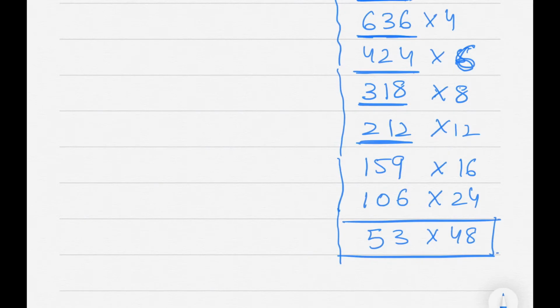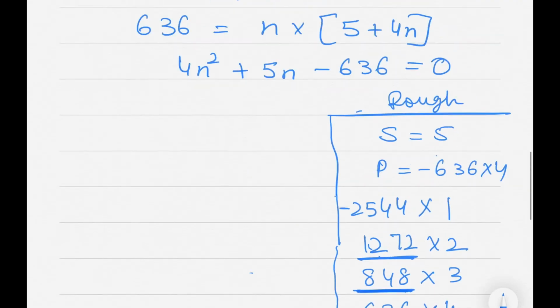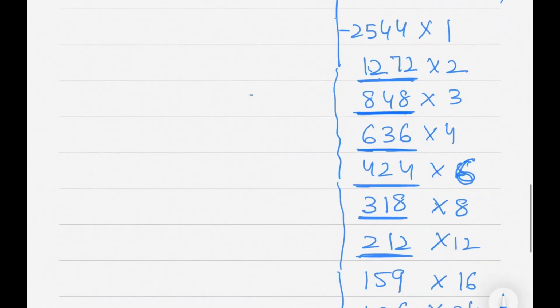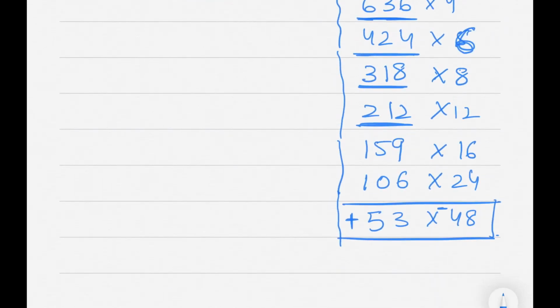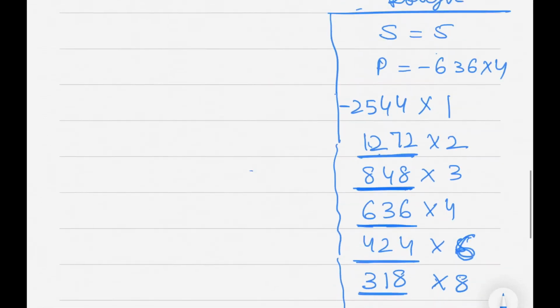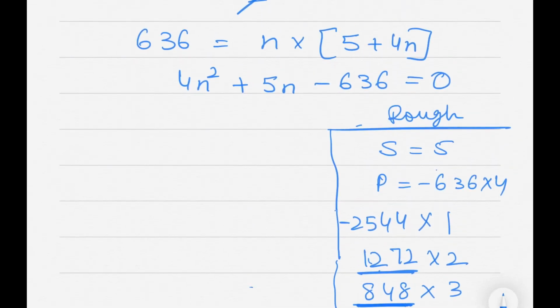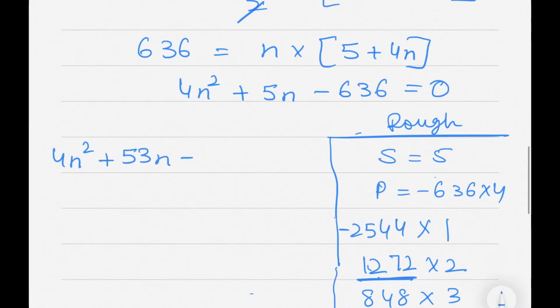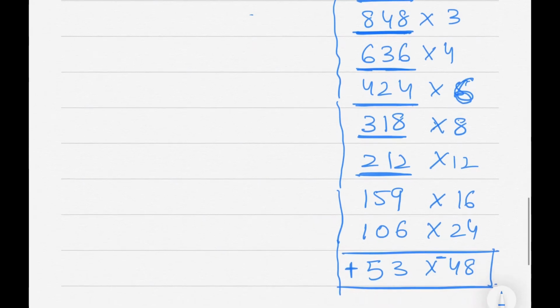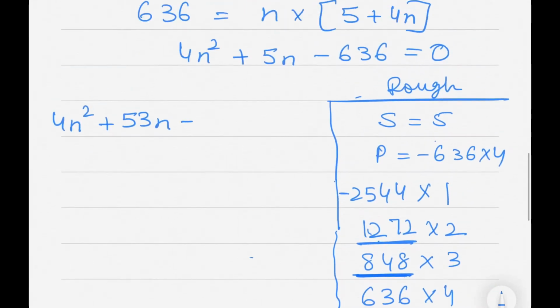Because the sum is 5 here, I'll take this as negative and this as positive. No, this has to be positive and this has to be negative, because my sum is positive, right? Plus 5. So I'll take that way. So my factors are 53 and minus 48. So I'll write down this equation as 4n square plus 53n minus 48n minus 636 is equal to 0.